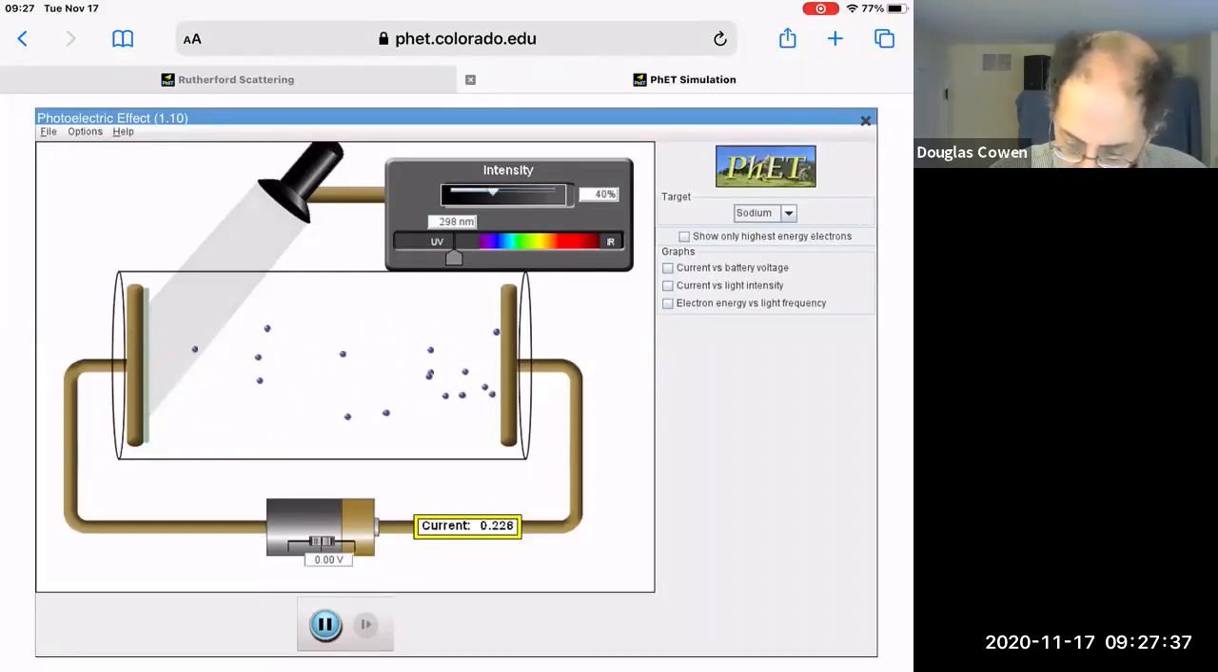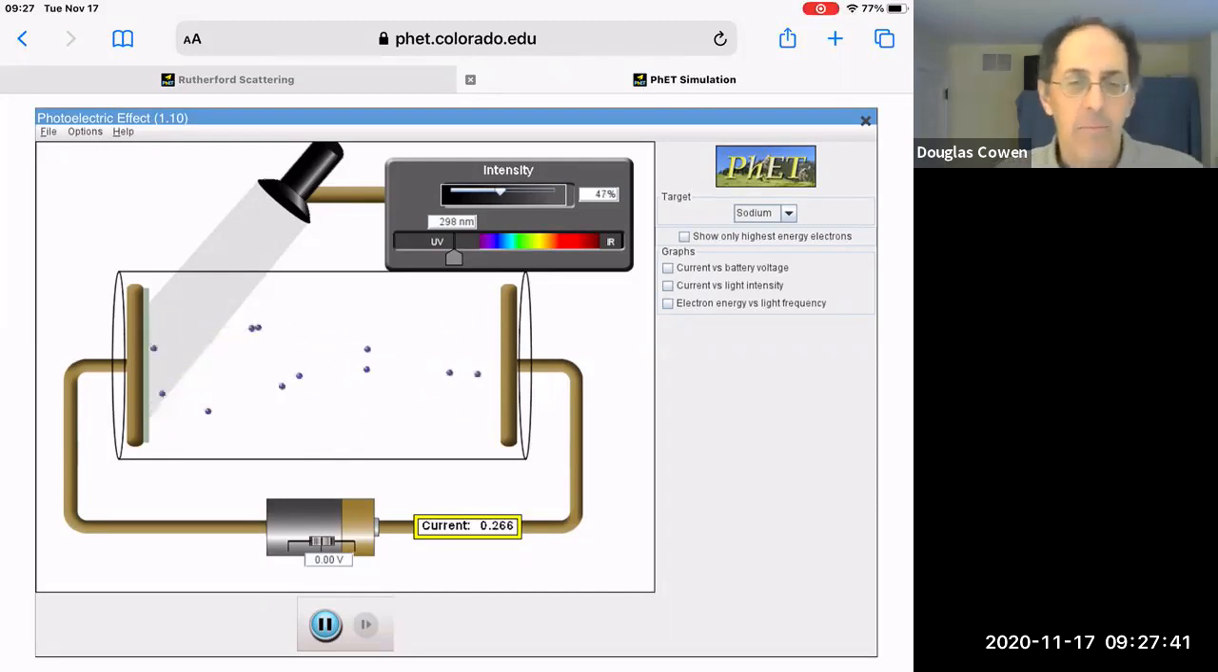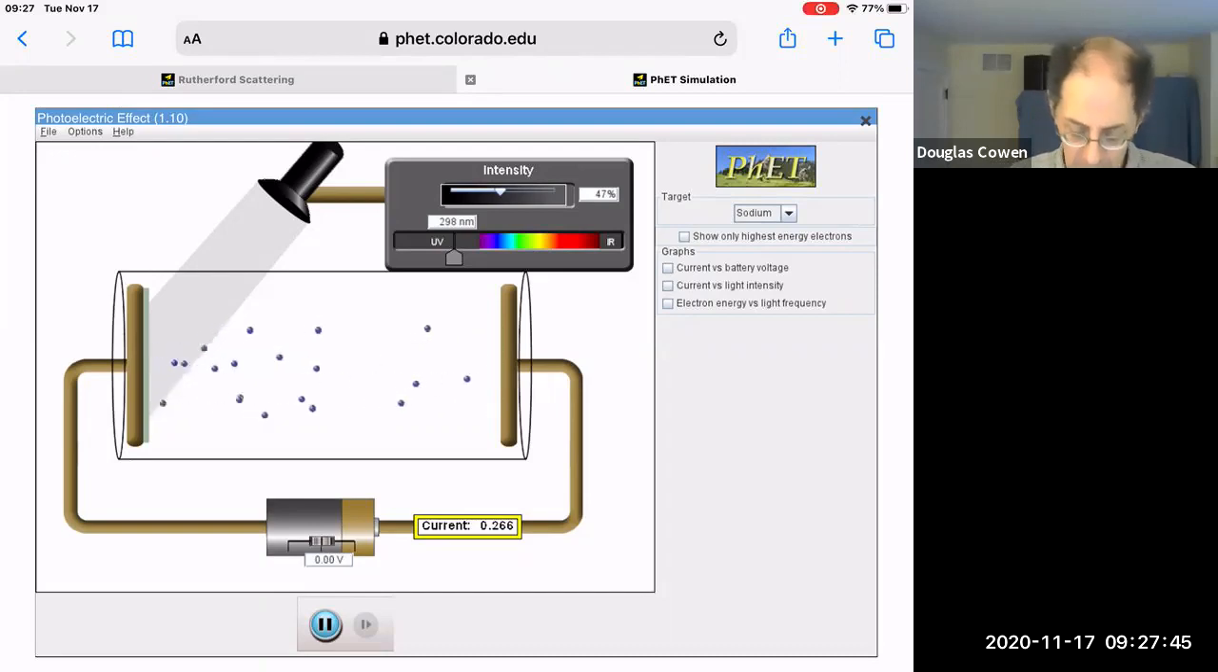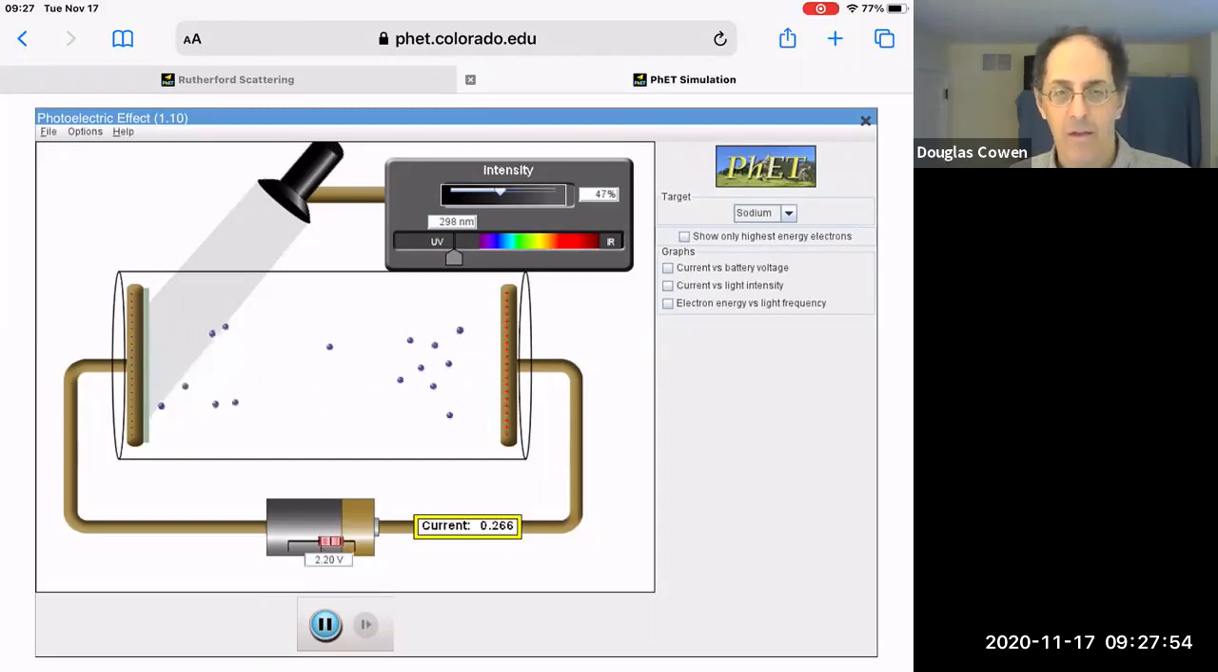Okay, and then the next thing I want to do is set the potential difference between the cathode and anode. And first, I'm going to set it so that it's positive. And what you can see happens then is that these electrons, as soon as they pop off of the cathode due to the light hitting the cathode, they immediately race over to the other side much faster than before, because now there's an electric field that's sort of compelling them to go over there.